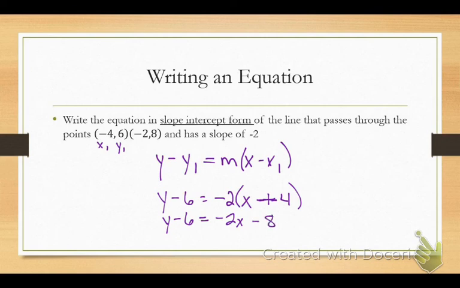-8. Now I have one more step to get this in slope-intercept. I need to add 6 to both sides, and I get y equals -2x minus 2. And this is my equation in slope-intercept.